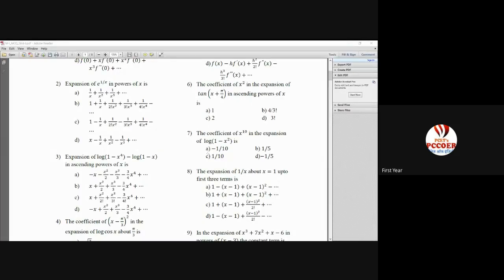Correct. So your first term will be x square, second term will be x raised to 4, third term will be x raised to 6, fourth term will be x raised to 8, and fifth term will be x raised to 10. So in no way are your coefficients changing. So that is x square minus x raised to 4 by 2, and the coefficients are minus 1 by 2, minus 1 by 3, minus 1 by 4, and minus 1 by 5. Those only will be our answers. So minus 1 by 5 will be the answer.